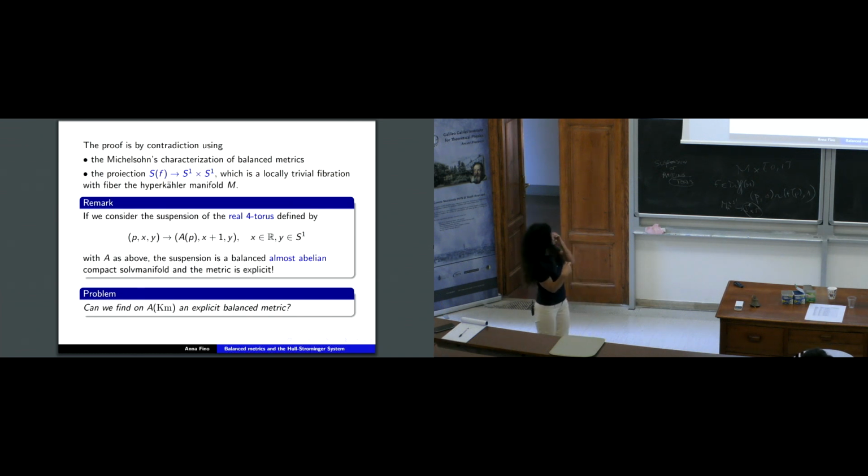And we can show, using Michelsohn's result, that the projection, with fiber M, the hyperkähler manifold, is essential in the sense of Michelsohn. What does it mean? It means that if you pull back the volume form, it cannot be trivial. It cannot be ∂ of something plus ∂-bar of something. The Aeppli cohomology class cannot be trivial. So that's the way one can apply it.